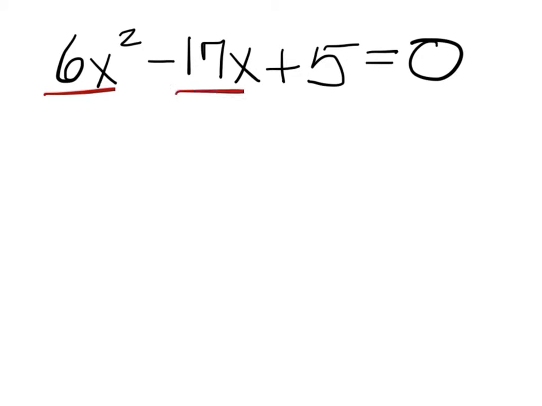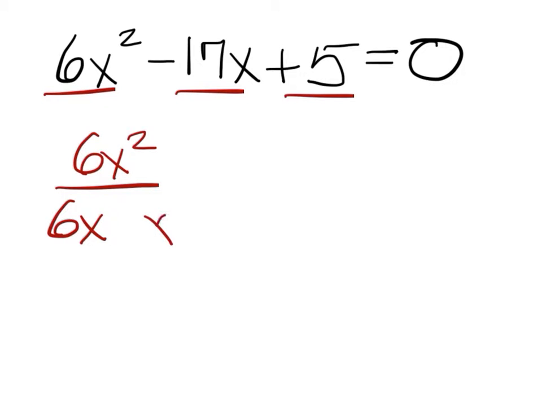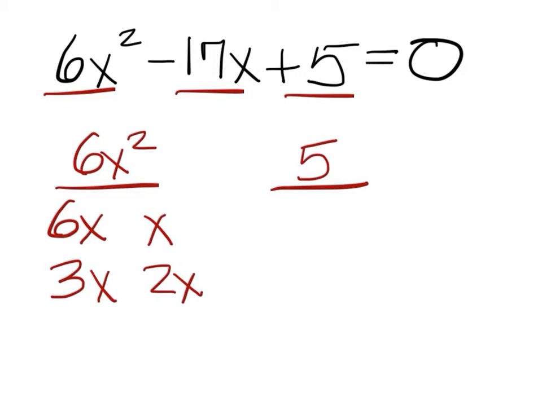Can I factor something out of all three terms? No. So what must I do first? Yeah, 6x squared can break up as what? 6 and 1, that's right, 6 and 1, 3 and 2 with x's. And 5 can break up how? 1 and 5, but what signs must they be? How do we know that? Because of the signs in the problem. Minus plus means factors of negative, negative.